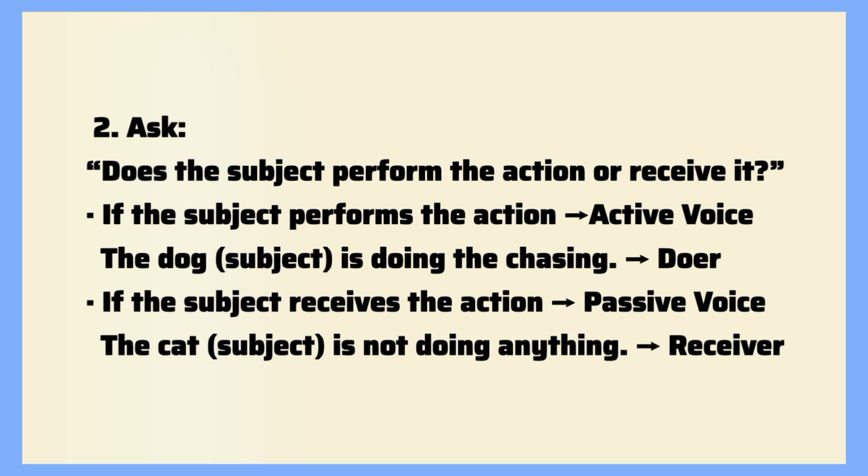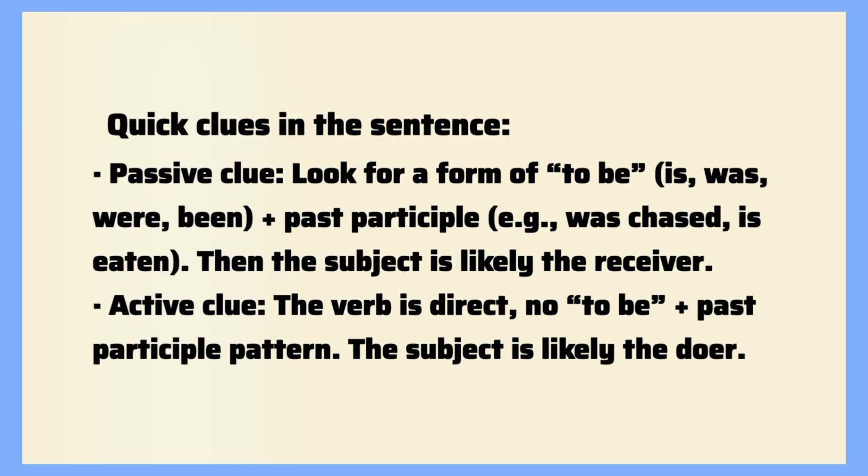If the subject performs the action, active voice: the dog, subject, is doing the chasing. Doer. If the subject receives the action, passive voice: the cat, subject, is not doing anything. Receiver. Quick clues in the sentence. Passive clue: look for a form of "to be" (is, was, were, been) plus past participle, e.g., was chased, is eaten. Then the subject is likely the receiver. Active clue: the verb is direct, with no "to be" plus past participle pattern. The subject is likely the doer.